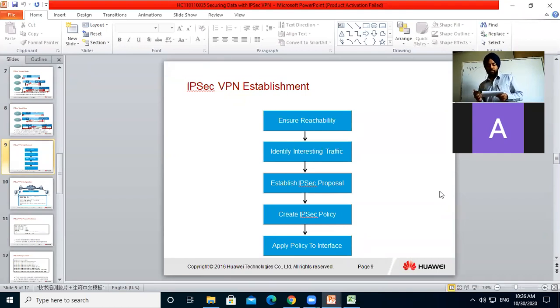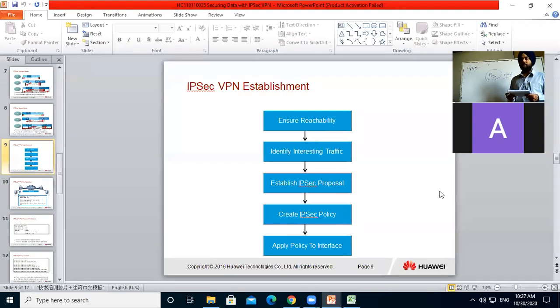Next is the IP security proposal. It defines the security protocol, authentication algorithm, encryption algorithm, and encapsulation mode for all data flows to be protected. The security protocol, whether we are using AH or ESP, can be used to identify this. AH supports MD5, SHA1, and SHA2 authentication algorithms, as we already studied. ESP, on the other hand, supports three authentication algorithms, MD5, SHA1 and SHA2, and three encryption algorithms: DES, triple DES, and AES.